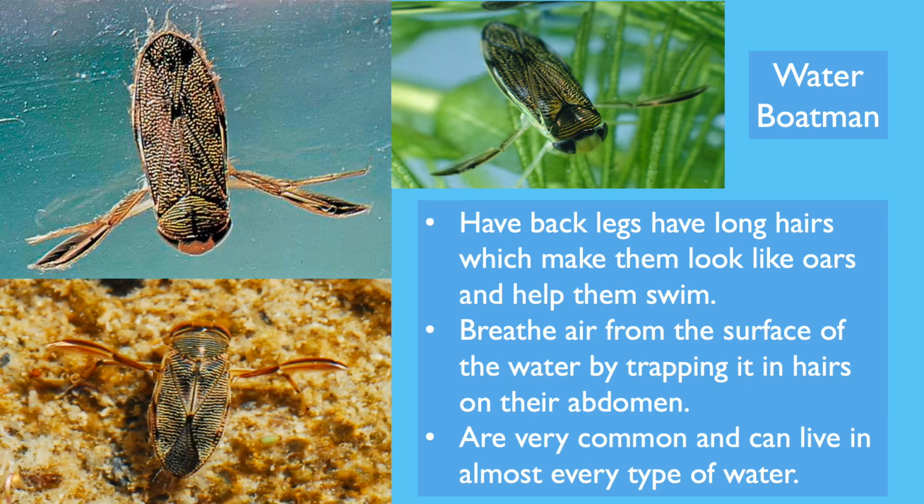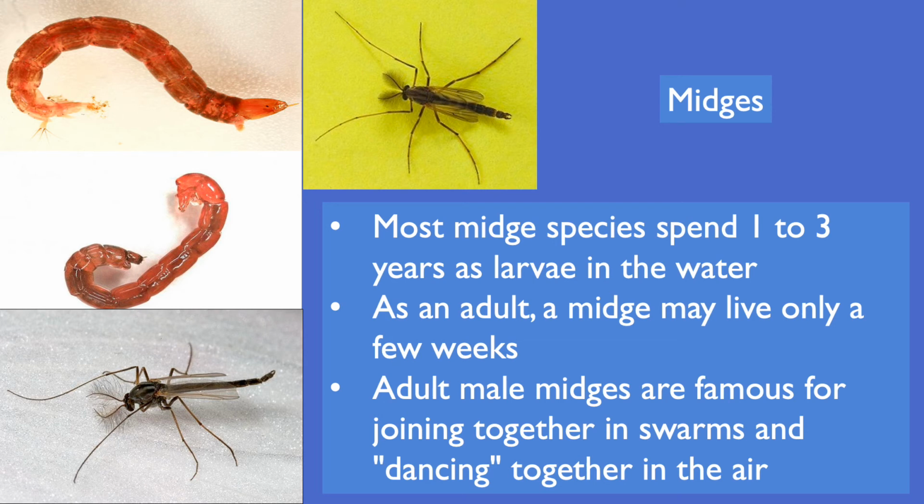Water boatmen's back legs have long hairs which make them look like oars and help the water boatmen to swim. Water boatmen breathe air from the surface of water by trapping it in hairs on their abdomen. Water boatmen are also very common and can actually be found in almost every type of water. Most midge species spend 1 to 3 years as larvae in the water before emerging as an adult. As an adult, a midge may only live a few weeks. And adult male midges are famous for joining together in swarms and dancing together in the air.